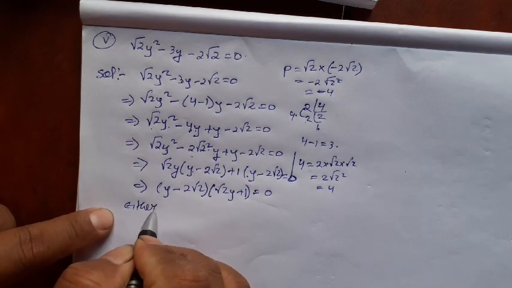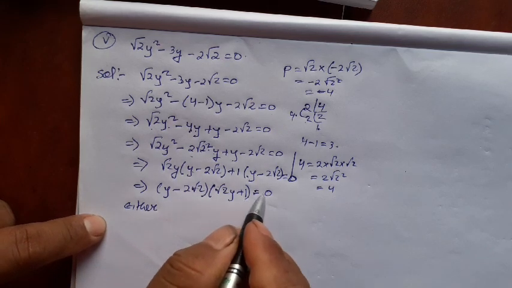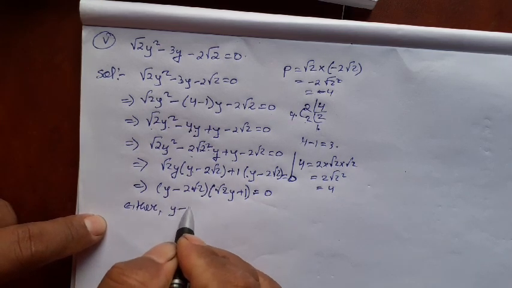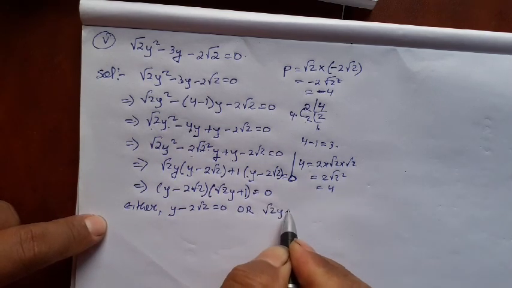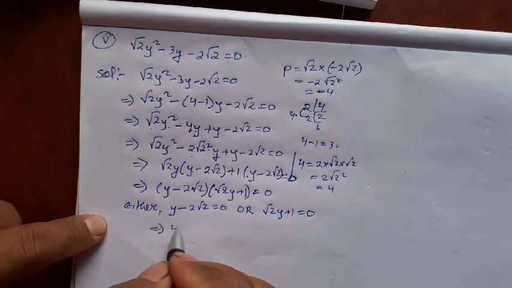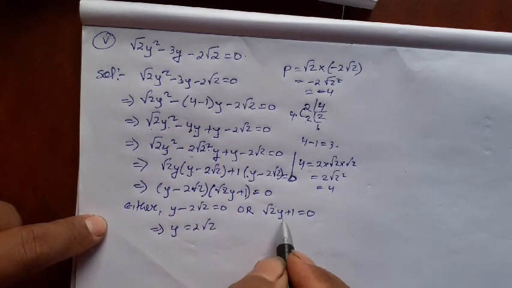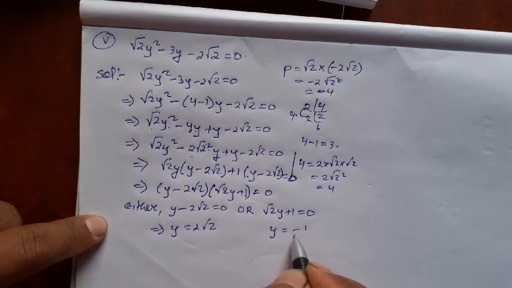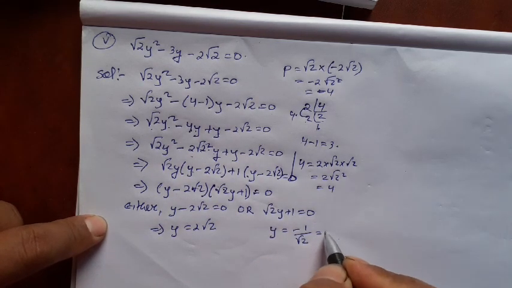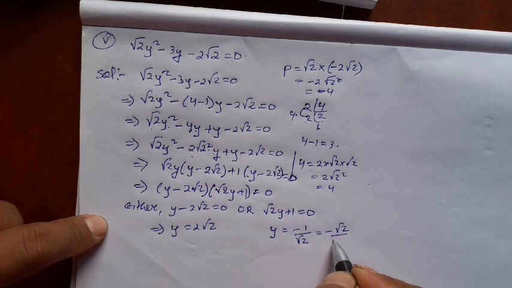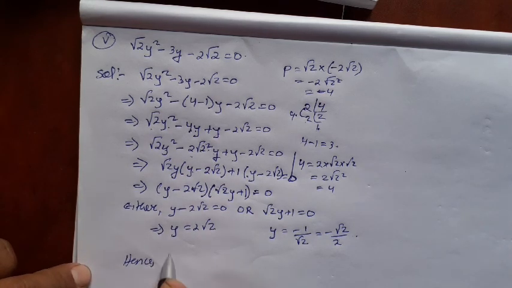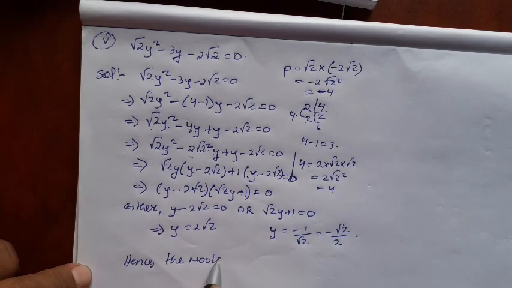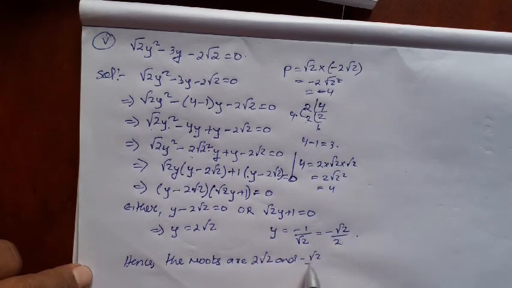Now, like corollary number 6 in chapter 2, you multiply two numbers and the answer is 0, which means one of the numbers will be 0. So y minus 2 root 2 equals 0, or the other is root 2 y plus 1 equals 0. This implies y equals 2 root 2, and here y will be equal to minus 1 by root 2, which we rationalize and it becomes minus root 2 by 2. Hence, the roots are 2 root 2 and minus root 2 by 2.